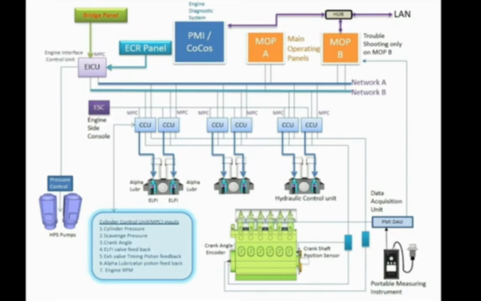And all the cylinder control units are connected through a network to the main operating panel, through which a human can enter the readings and read the actual values, and can easily troubleshoot as well. There are two MOPs, main operating panels, for redundancy, and MOP B actually has the troubleshooting facility, through which we can troubleshoot online.